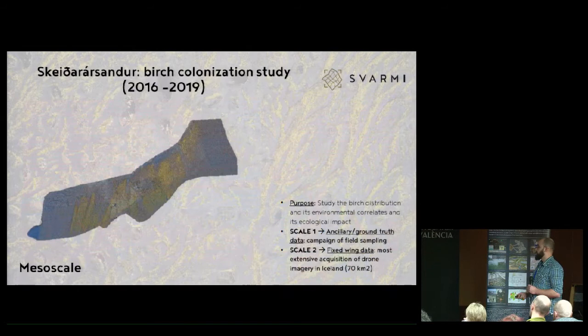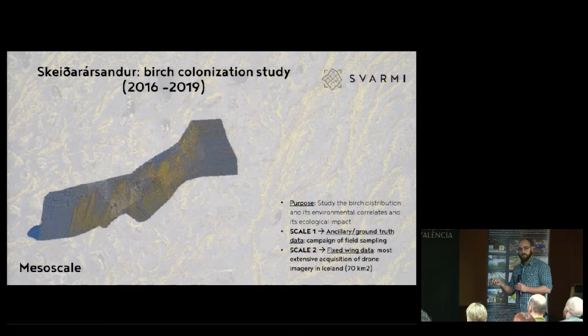And basically we created this orthomosaic of 130 gigabytes. We classified it using object-based image analysis, and used some students during the summer to check whether what we were classifying was good or not, to create an error matrix. So we took point samples all around the area.